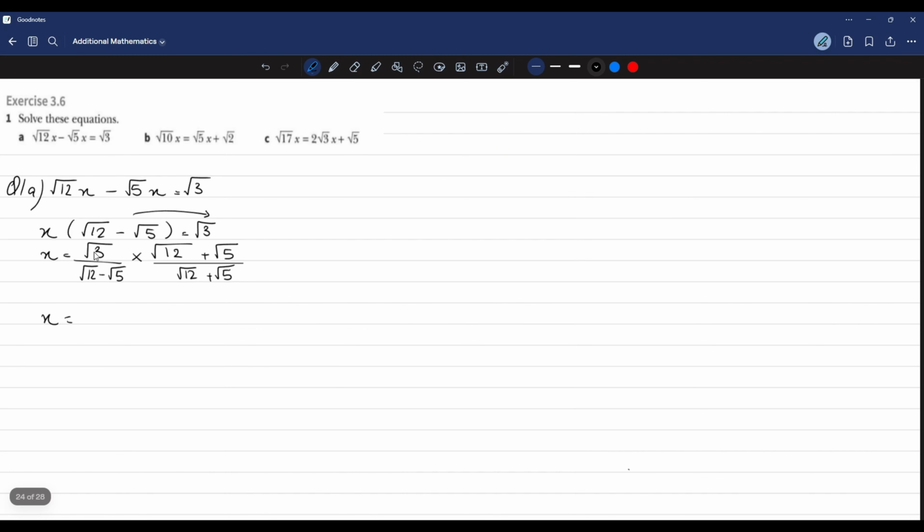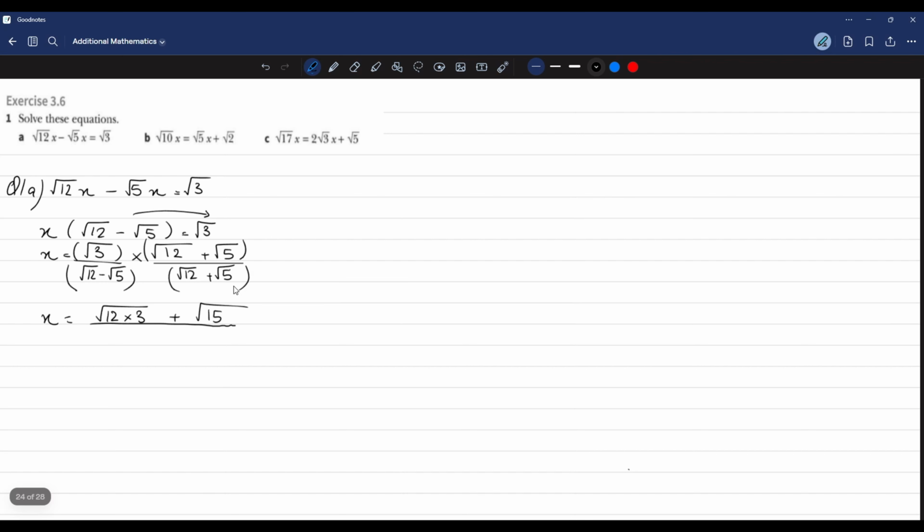First of all, multiply this: under root 12 multiplied by under root 3 is equal to under root of 12 multiplied by 3, and then plus under root 5 multiplied by under root 3 is under root 15. The next thing we are going to do is divide this by under root 12 plus under root 5 multiplied by under root 12 minus under root 5.